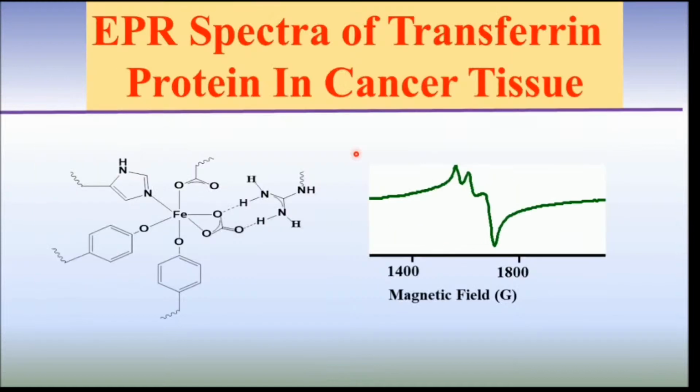In my research at the Medical College of Wisconsin, we have studied cancer. We have taken the cancer tissue, put it into the EPR tube, and measured the low temperature EPR. The EPR spectrum for cancer tissue is shown here. The spectrum obtained is similar to transferrin EPR, protein EPR. Transferrin is a protein overexpressed in cancer tissue, as cancer cells require more iron for their growth.